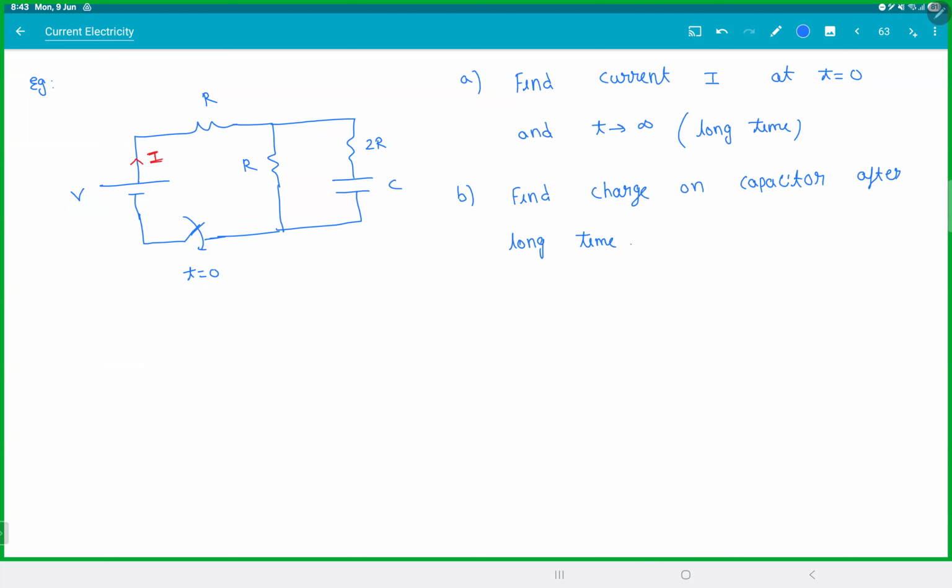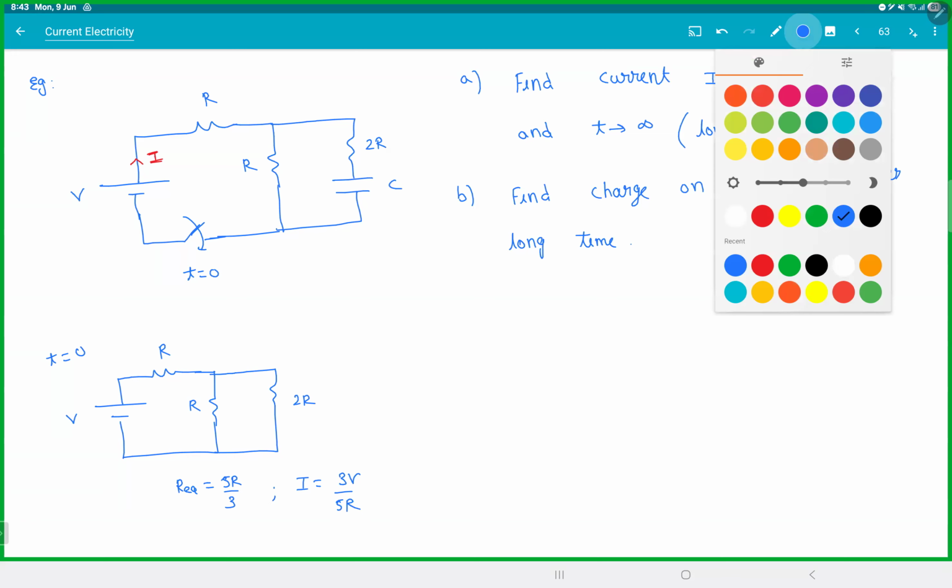So let me show you one. At T0, draw your circuit. At T0, what will happen? The capacitor will behave like a wire. This is how the circuit will look at T0. Always draw a circuit. You can clearly see 2R and R are in parallel, giving 2R by 3, and 2R by 3 and R are in series, giving 5R by 3. So R equivalent will be 5R by 3. So current I will be 3V by 5R.